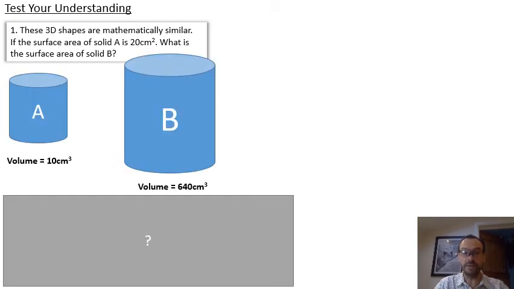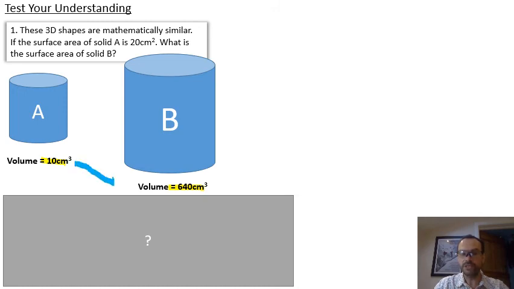So on this next page, we've got two shapes that are mathematically similar. Surface area of A is 20. What's the surface area of B? Are we missing some information? No, we're not missing information. Let's have a look at what we've got. We've got the volume information. So perhaps before I reveal at the end, you could be thinking what order we're going to do things in. Okay?